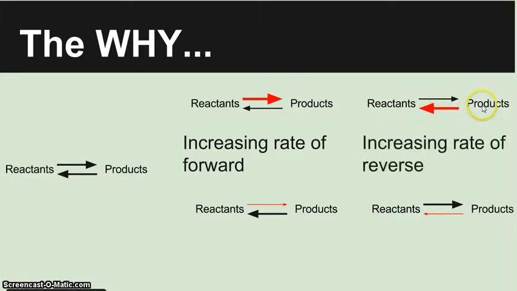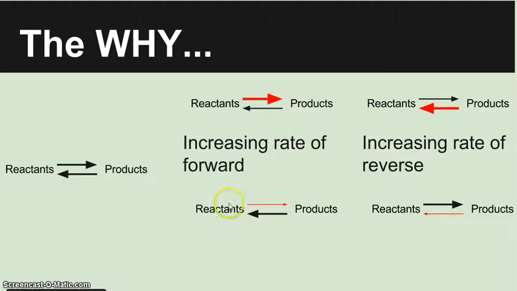Also, I can do the same thing with the products. If I add something that increases the rate of the reverse reaction, I can speed up that reaction of products to reactants, and I can see it shift to the left as we start producing more reactants in the process.